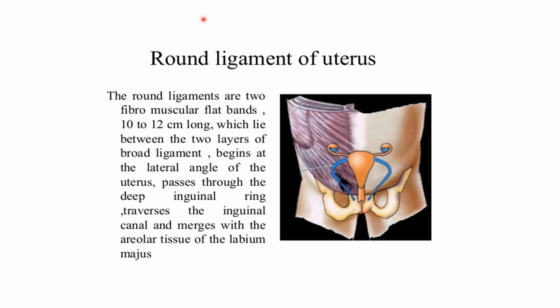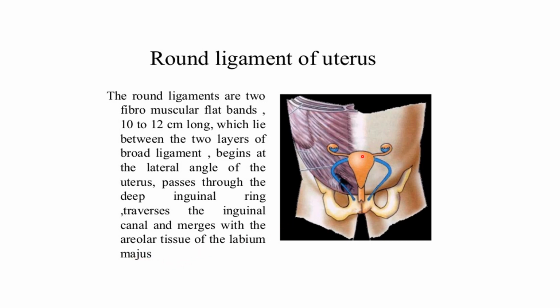In case of females, the content of the inguinal canal is the round ligament of the uterus. Here you can see the round ligaments. There are two fibromuscular flat bands about 10 to 12 cm long lying between the two layers of the broad ligament. It begins at the lateral angle of the uterus, passes through the deep inguinal ring, traverses the inguinal canal and merges with the areolar tissue of the labia majora.